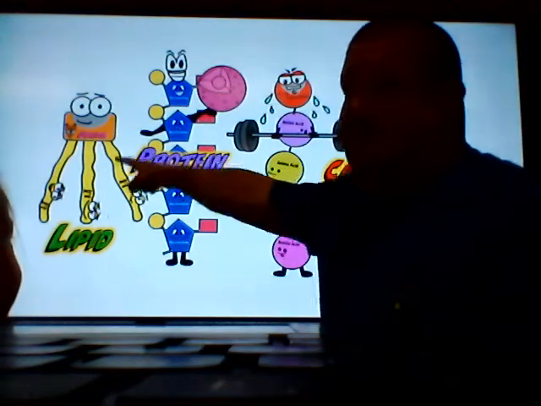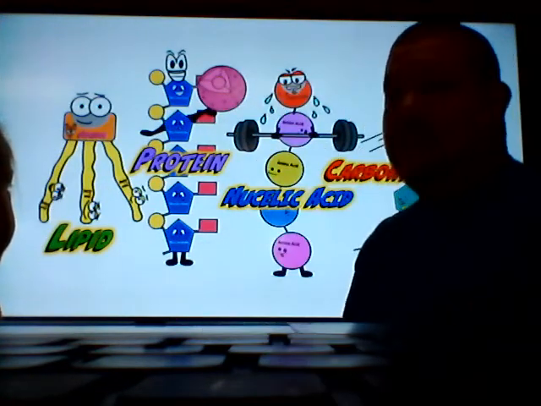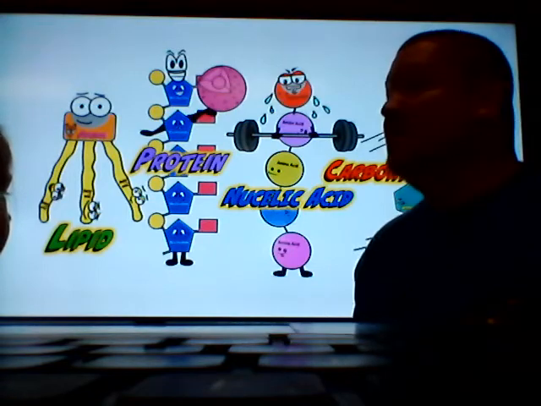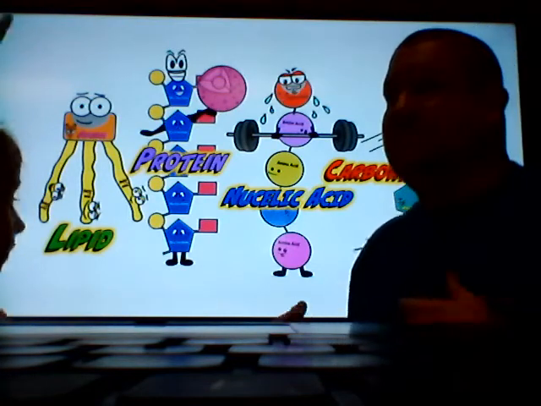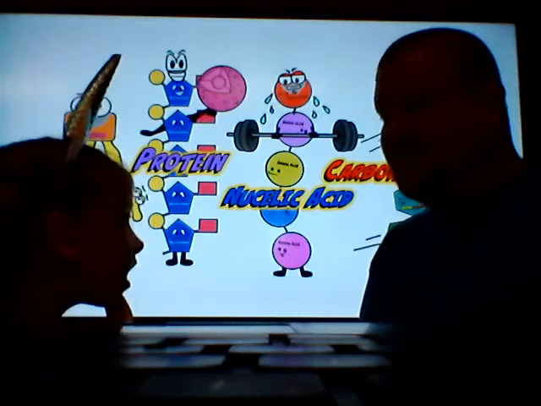We got our lipids. All right, lipids are our fats. We got our proteins. Proteins do all kinds of things, from fingernails to hair to muscle tissue to receptors on our cells to all kinds of stuff.